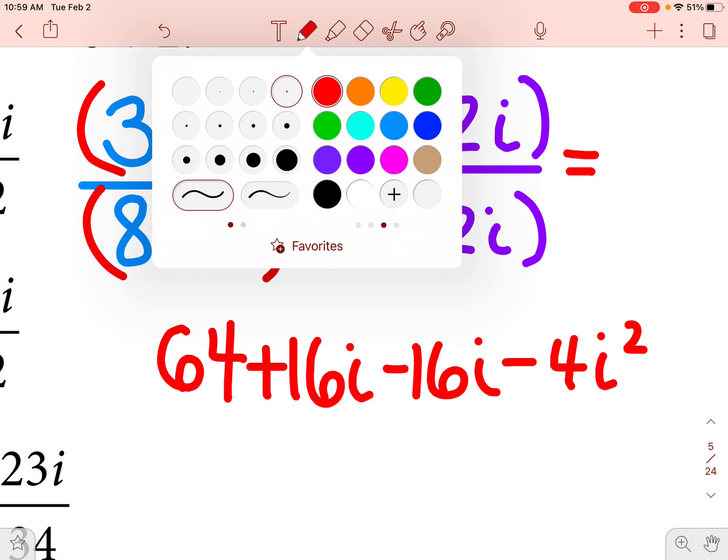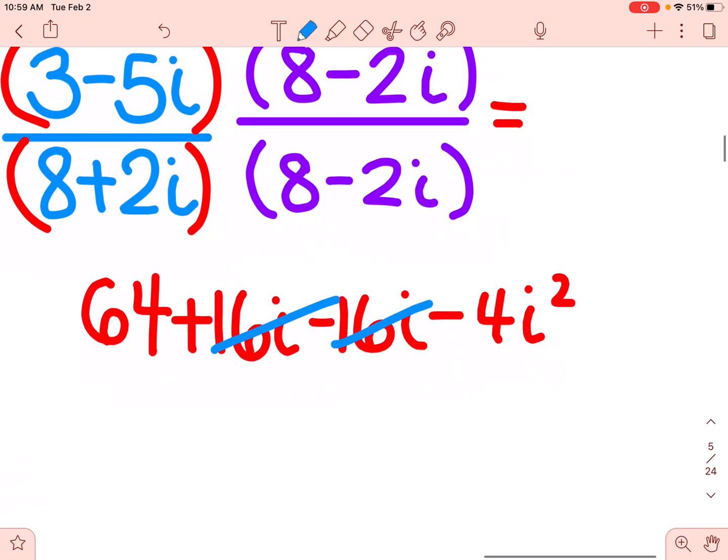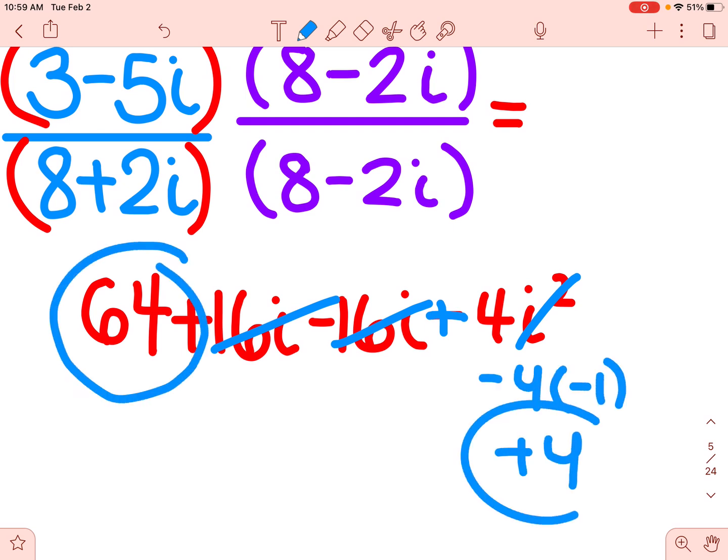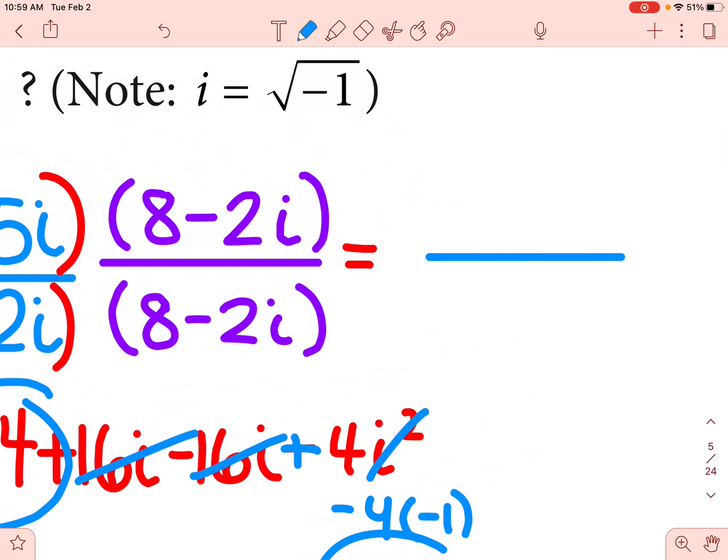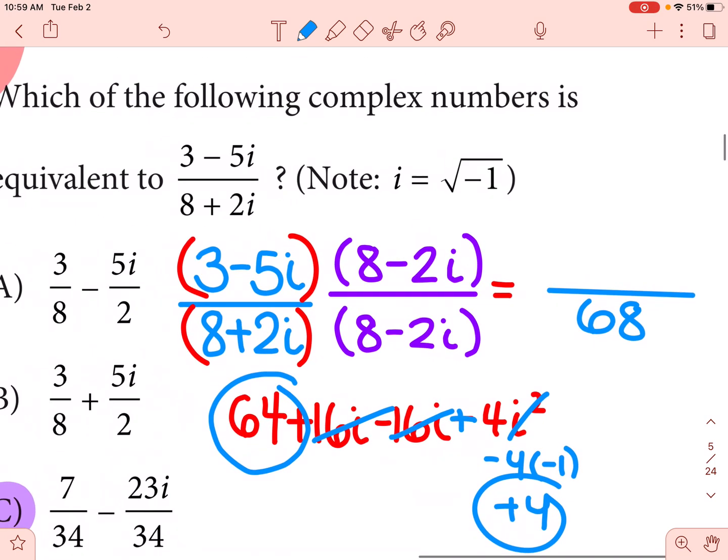Okay, so a couple things here. The 16i's cancel. An i squared is equal to -1. So I usually just cross it off and change the sign. Technically, it was a -4 times a -1, which is a +4. So 64 plus 4 is 68. And then if I FOIL the top, this one's going to be a little bit more complicated, right?